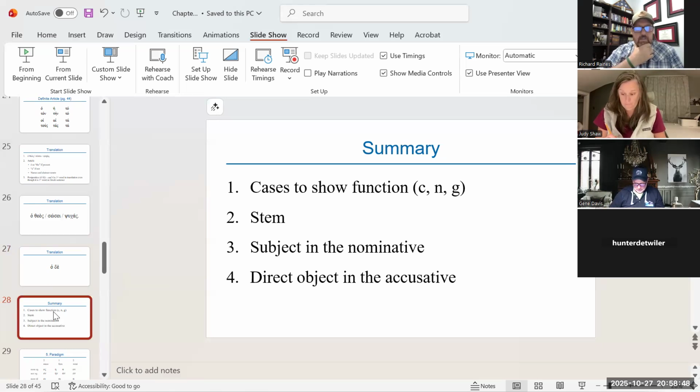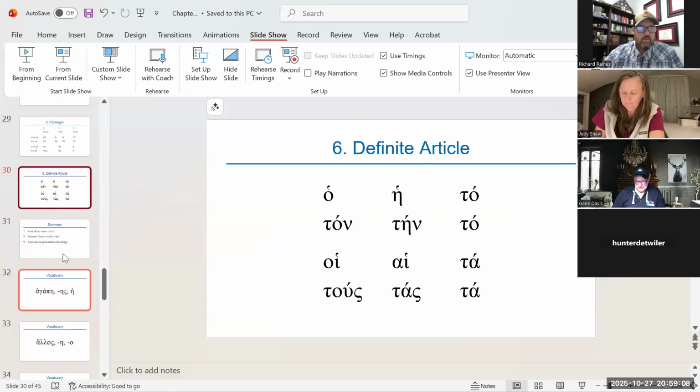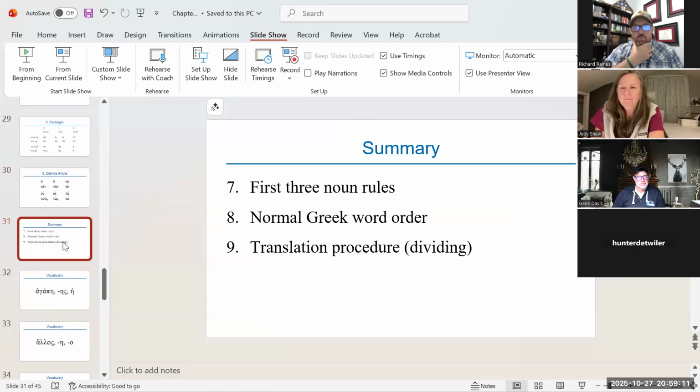We talked about cases, case, number, and gender, stems. The nominative case is the subject, and the direct object is the accusative. And here's that paradigm. And here's the paradigm for the definite article. We've already looked at it. We looked at three noun rules, Greek word order. Your job now is to write out those cases until you can recognize them in a sentence. It's going to help you when you translate your sentences in your workbook.